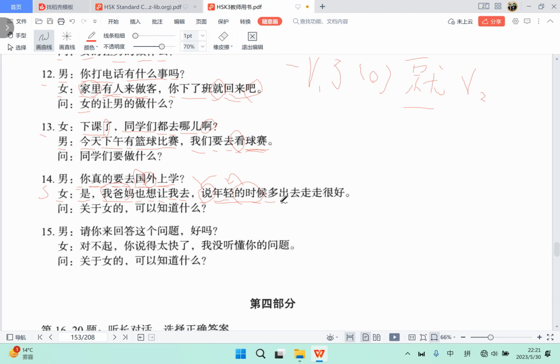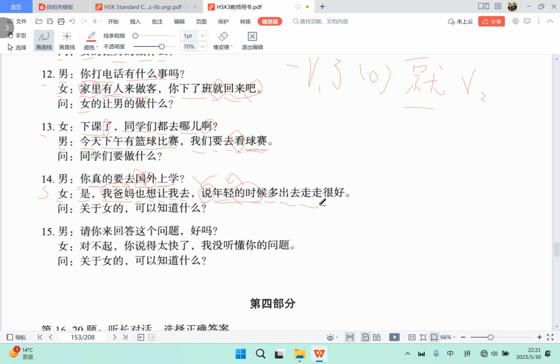多, so more, 出去 is like go out. But here it is like to leave your home, and could be leave your home away from your home. So here it just indicates going to visit a foreign country. 走走, we just said that 走 is like to take a walk, but here 走走 is not to take a walk. It's more like to travel or well.